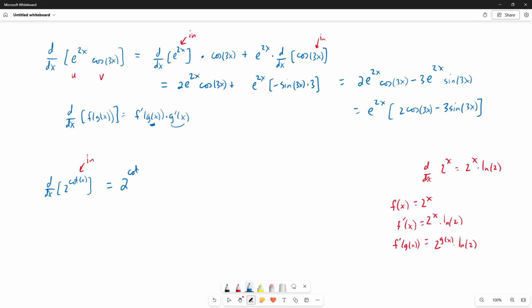That's the derivative of the outer function, the exponential function with base 2, leaving the inside, the cotangent, in. And then we have to multiply by g prime of x. That's the derivative of the inner function. The derivative of cotangent x is negative cosecant squared x. And we could improve this ever so slightly by just putting the minus to the front. So negative 2 to the cotangent of x times the natural log of 2 times the cosecant squared of x.